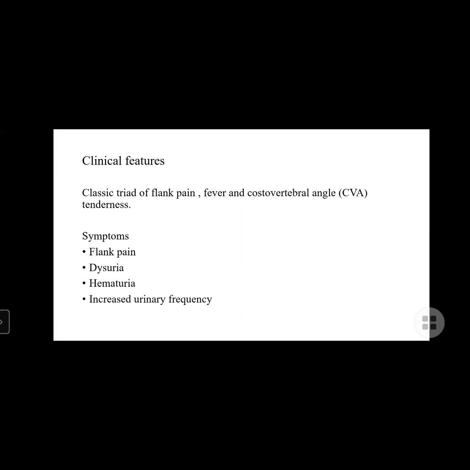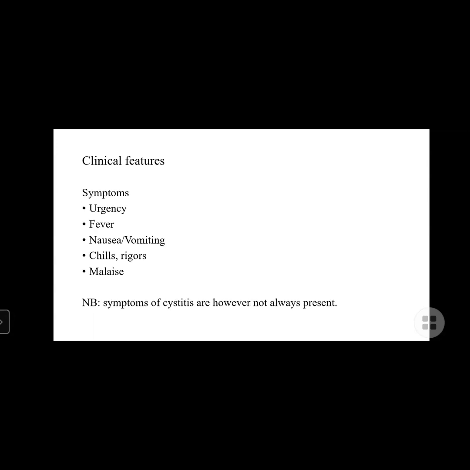With the clinical features, there's usually a classic triad of flank pain, which may be bilateral or unilateral, depending on the kidneys that are involved. There may be fever, and there may be costovertebral angle tenderness. So the patient may present with flank pain. There may be dysuria, pain on micturition, hematuria, and the patient can also present with increased urinary frequency.